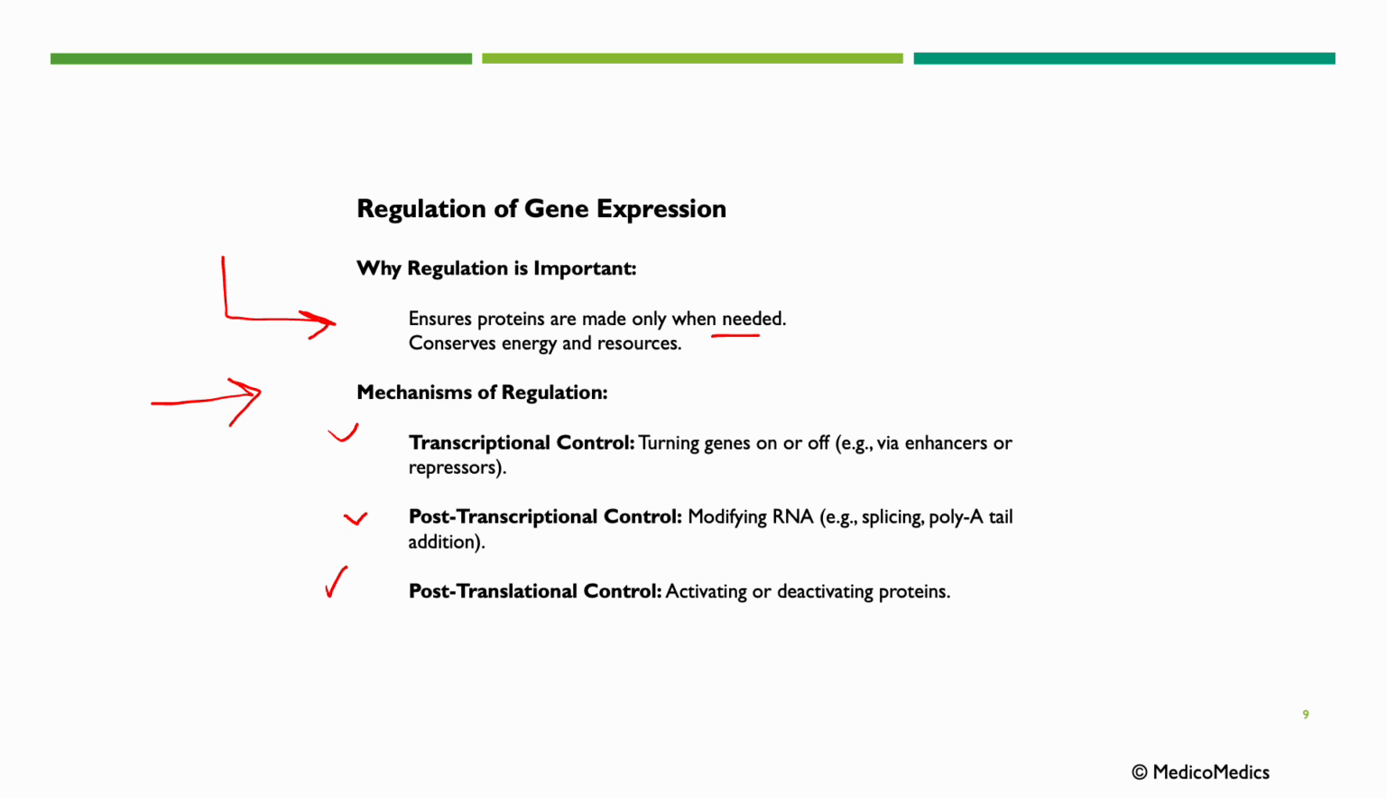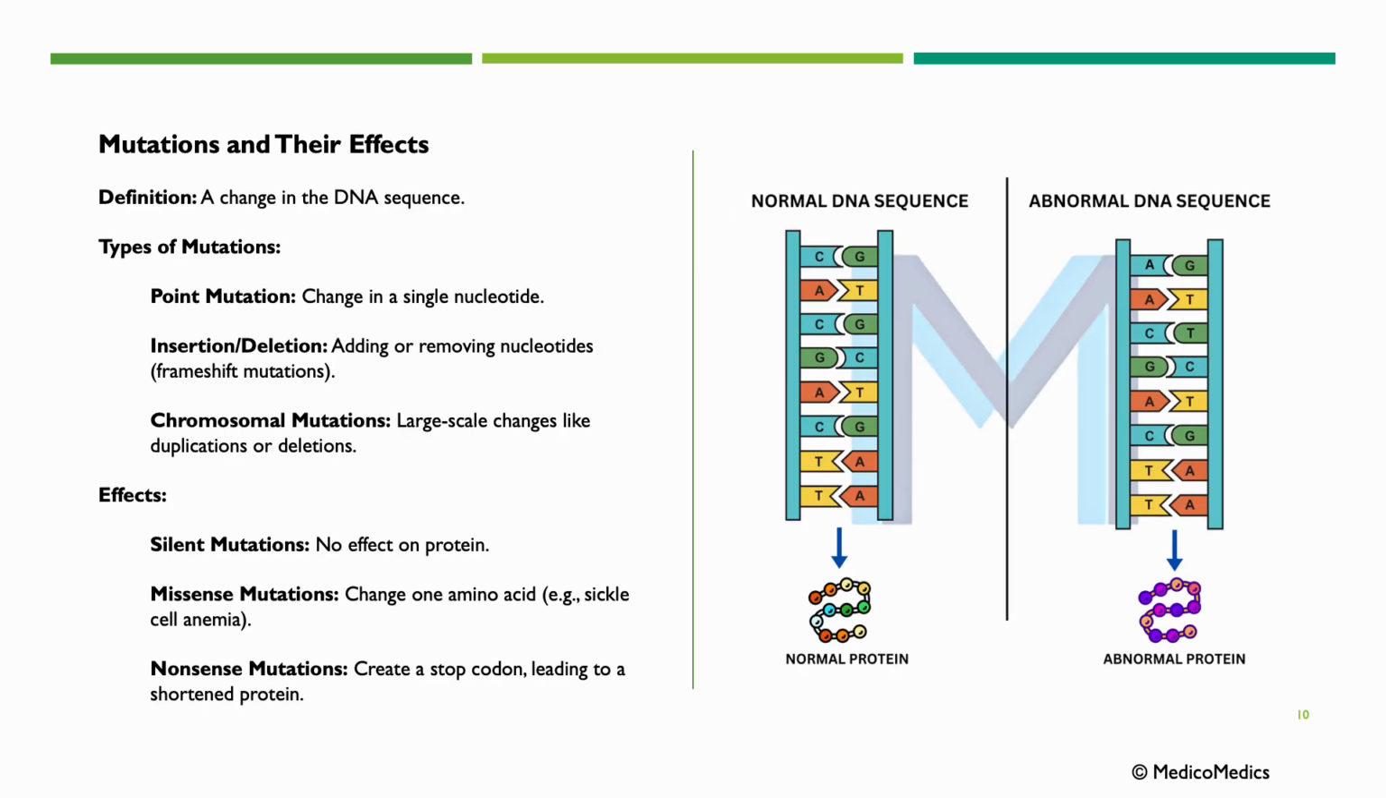Next, let's explore what happens when the DNA sequence is altered. So let's talk about mutations and their effects. A mutation is defined as a change in the DNA sequence. So we have different types of mutations, like point mutation, where there is a change in a single nucleotide. Insertion and deletion, so adding or removing nucleotides. We have chromosomal mutations, large-scale changes like duplications or deletions.